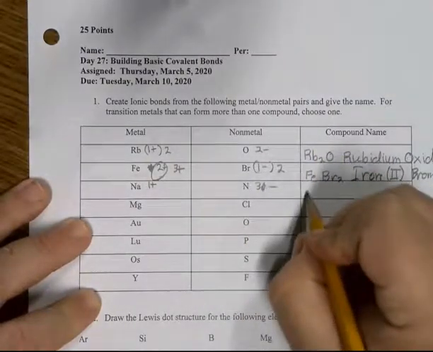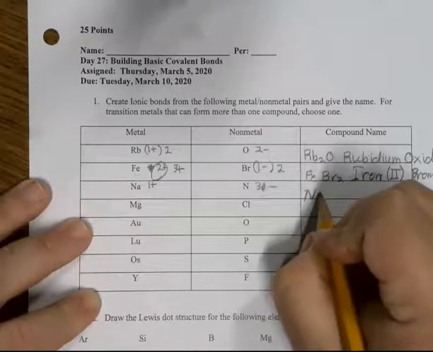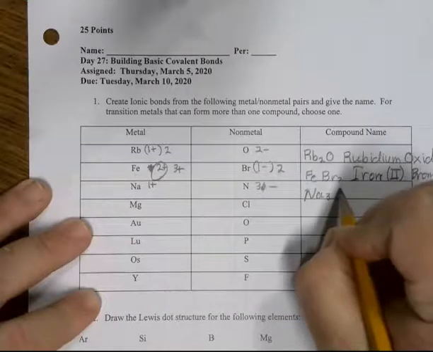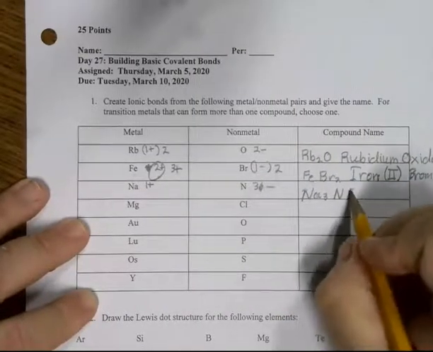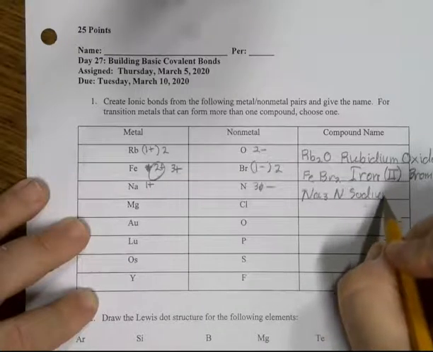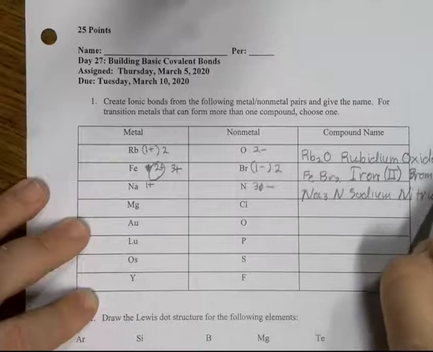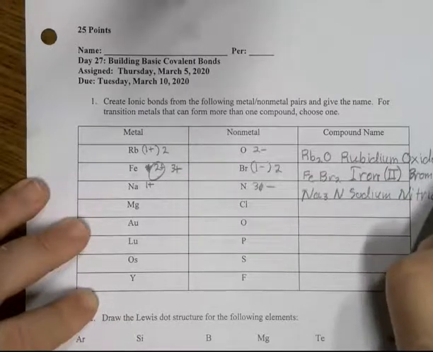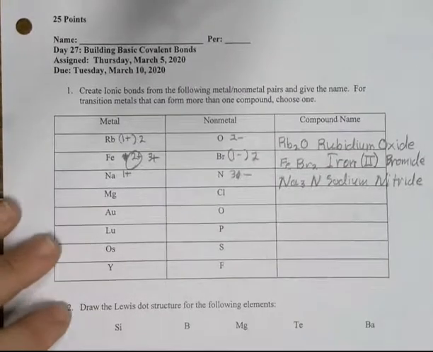3-. So you're going to need 3 sodiums to match up with that 1 nitride. Okay, and that's going to be sodium nitride. Just change nitrogen and add an IDE at the end right there.